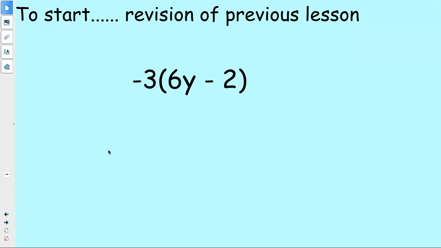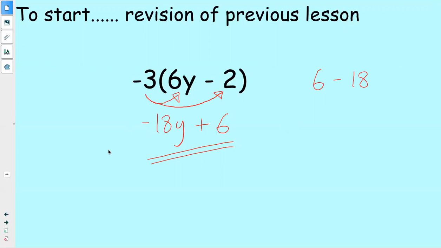Just to start, this is revision of the previous lesson, lesson 1. So let's just do this quickly. You should know what you're doing by now. So negative 3 multiplied by 6y is negative 18y. And a negative 3 multiplied by a negative 2 is a positive 6. And that's your final answer. If you wanted, you could write the 6 first because it's positive, and 6 subtract 18y. Okay, let's start the lesson.